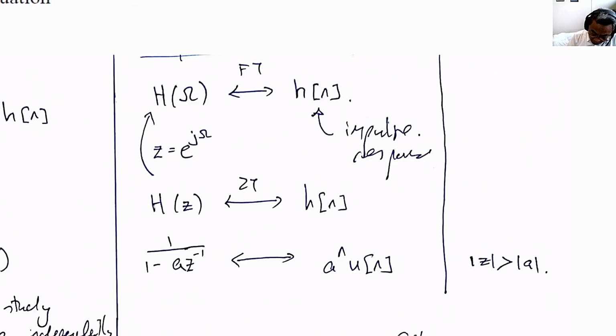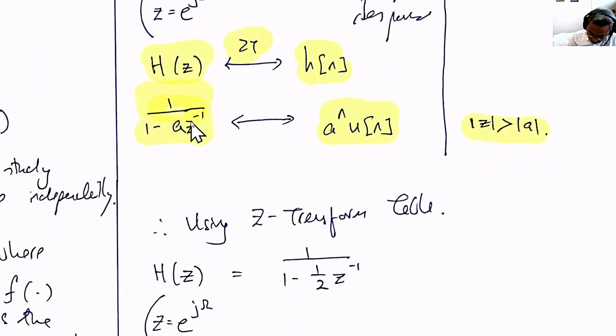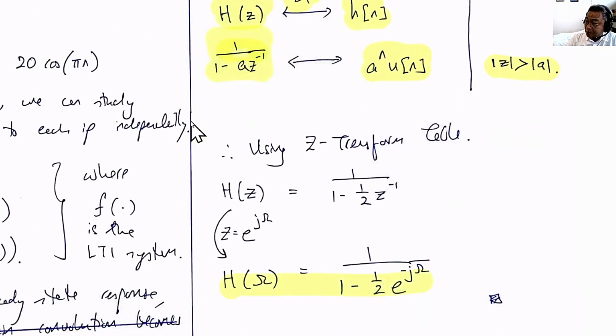In this example, we know that h[n] looks like this sequence, where a is a half. Now we can use the z-transform to find the z-transform of h[n], which is H(z). Then by the lookup table, this is our H(z), and this is the region of convergence. Remember that we can convert H(z) into H(omega) simply by substituting z equals e^(j omega). So we put z as e^(j omega), and now we have the frequency response.